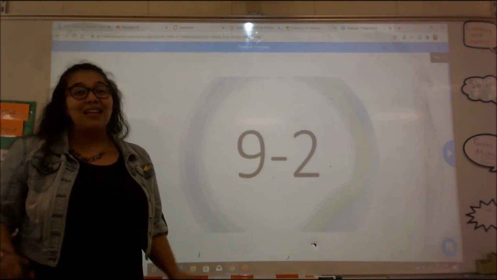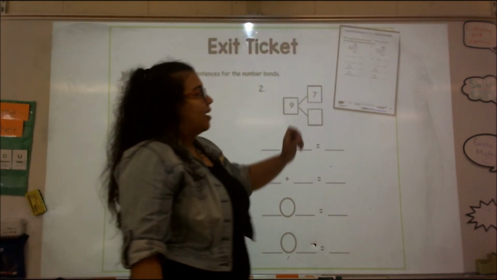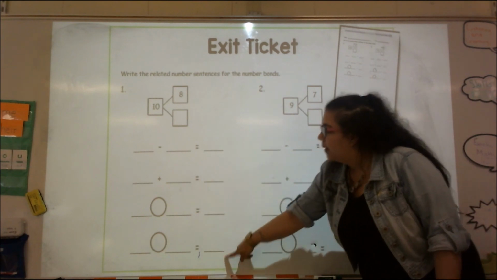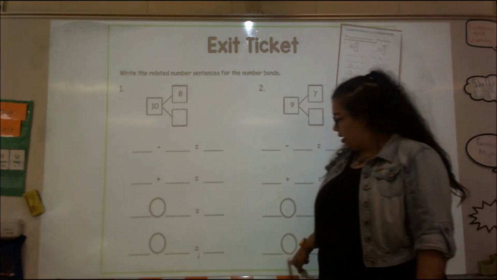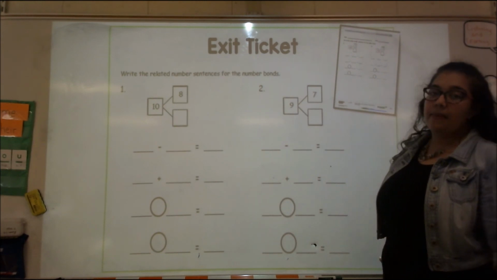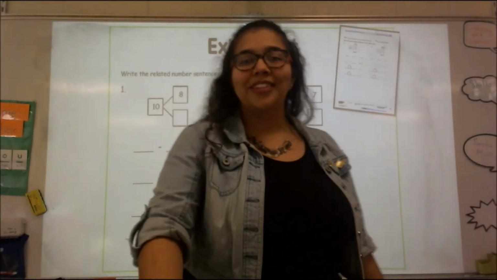Oh, it's been 10 minutes. I did my best. I'm going to proceed to my exit ticket, at which point you will then again be asked to produce the 4 number sentences from the given number bond, and click submit when you're done to turn in your work. All right, bye.